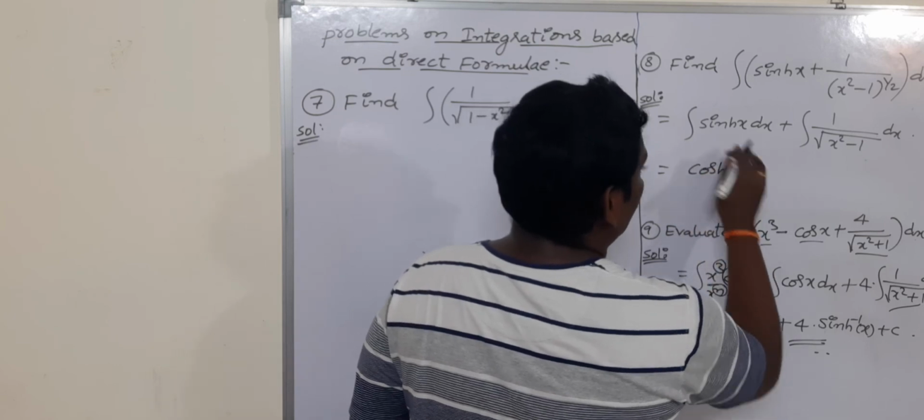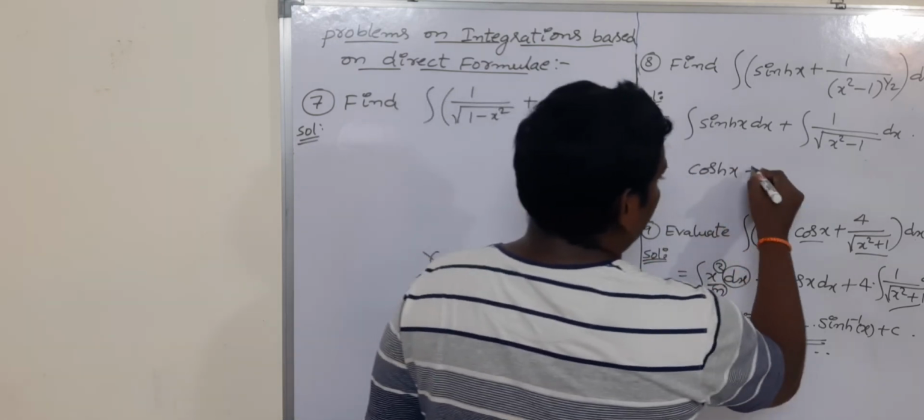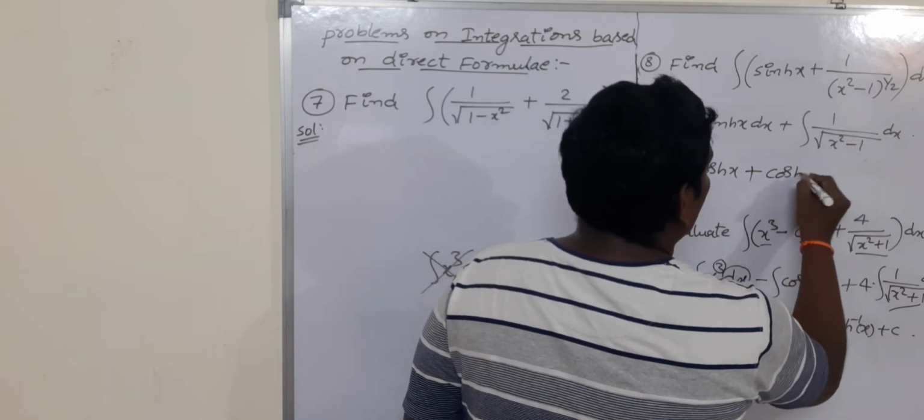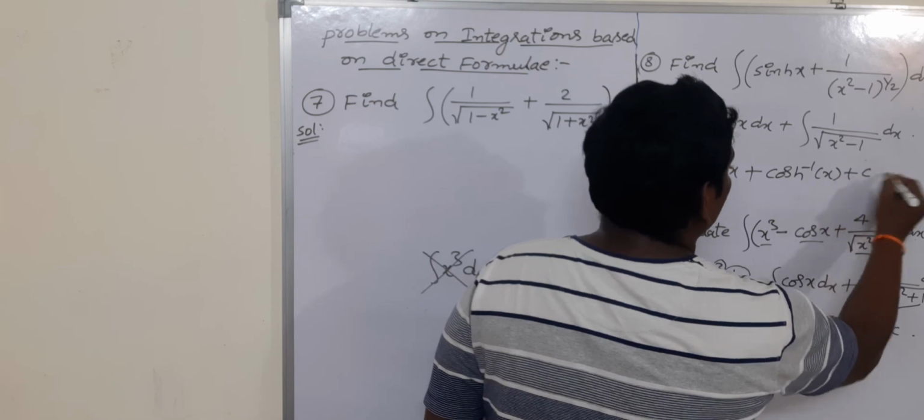What is integral sin hx? Cos hx, because it is hyperbolic. Plus integral 1 by root over x square minus 1 dx is nothing but cos h inverse of x plus c.